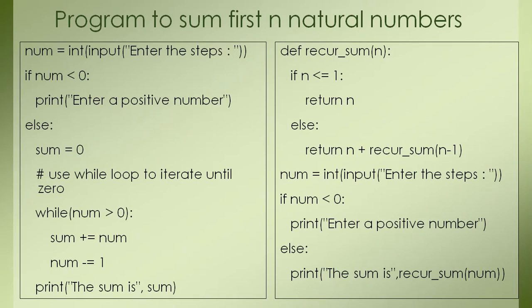The first program is to find the sum of first n natural numbers. Okay, so you can see the two approaches. The first one is without using recursion and another is with recursion. So sum of n natural numbers can be broken in recursion form. That means if you want to find the sum of n natural numbers, then it can be represented as n plus recursion sum of n minus 1 terms.